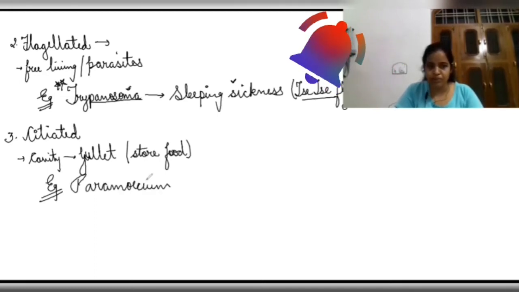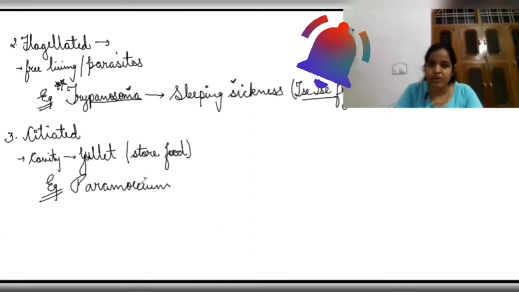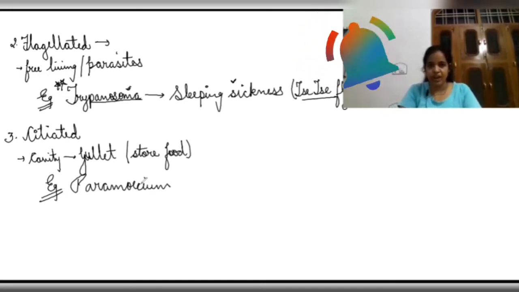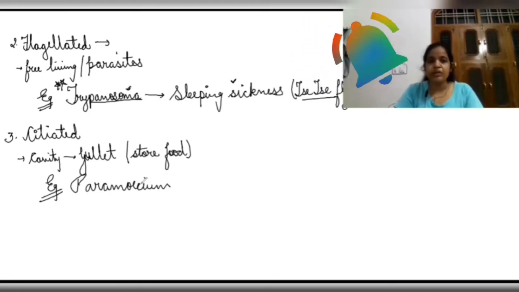And some of the members of this protozoa, for example Paramecium, show nuclear dimorphism. Nuclear dimorphism means more than one type of nucleus will be there. For example, in Paramecium, two types of nucleus are there. One is macronucleus and another one is micronucleus. Such a phenomenon where different types of nucleus are there is known as nuclear polymorphism. Here specifically in Paramecium, two types of nucleus are there, so nuclear dimorphism is there.